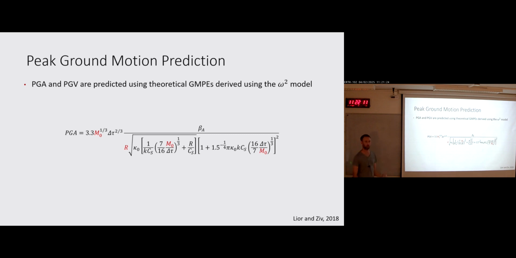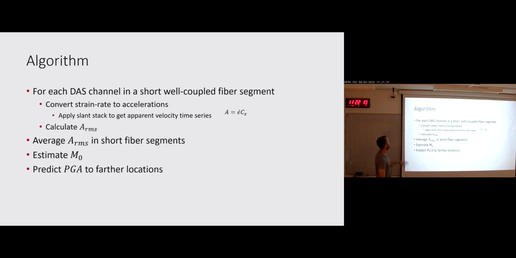If we have time later, we can talk about what happened up north during the tunnel explosion and why it triggered early warning. So, just to sum up the algorithm: for each DAS channel in a short well-coupled segment, we convert strain rates to ground accelerations using the slant stack approach and the apparent velocity. Then we calculate the RMS for each channel and average the RMS in short fiber segments. With the RMS, the location of the earthquake, and the time, we can estimate the seismic moment and predict peak ground accelerations at a further location.